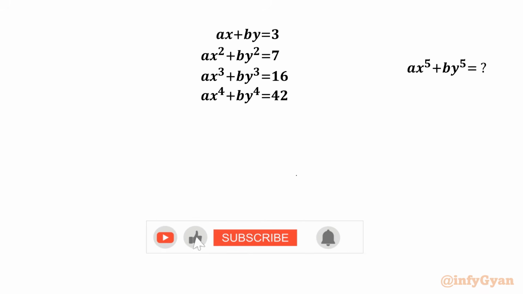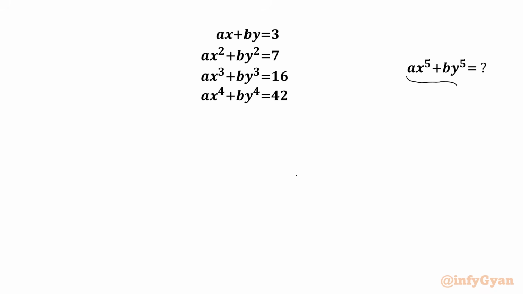In this video, we have to solve one very interesting question from Math Olympiad. Our target expression is ax^5 + by^5. So let's consider this is the required expression E. Now we will number our equations: equation 1, equation 2, equation 3 and equation number 4.